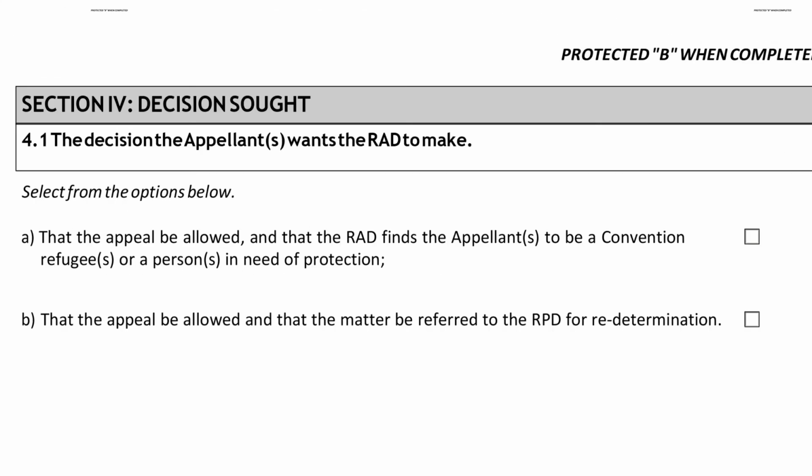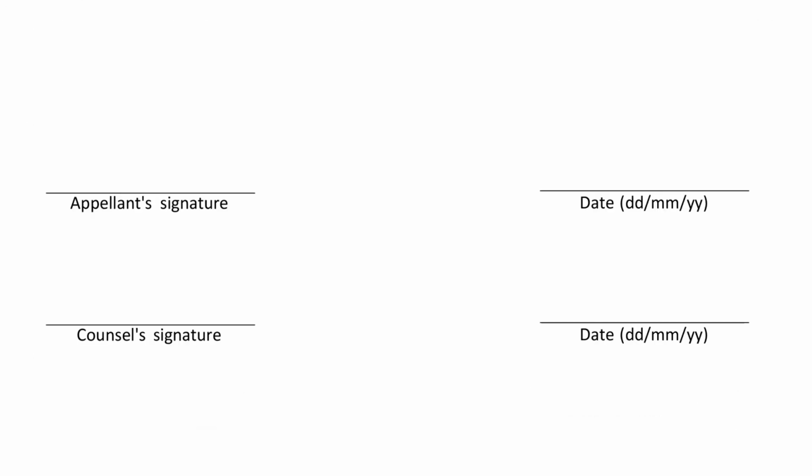In Section 4.1, you need to select the type of decision you're asking the RAD to make. You need to tick one of the boxes, but do not tick both. Finally, print the completed form and sign and date it. If you used counsel, be sure that they sign and date the form as well.